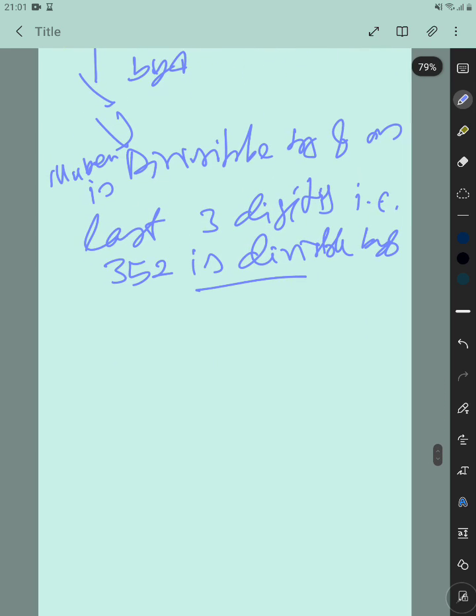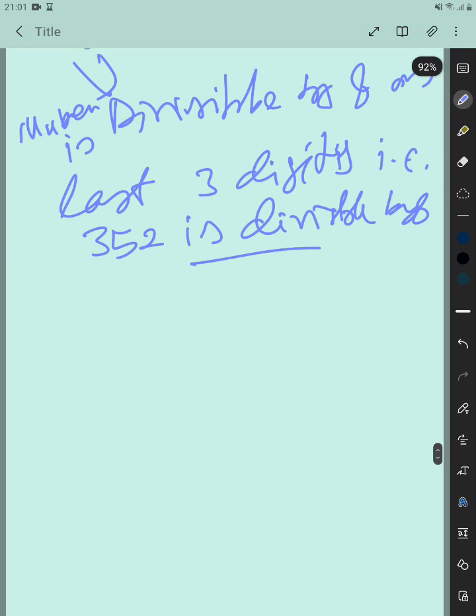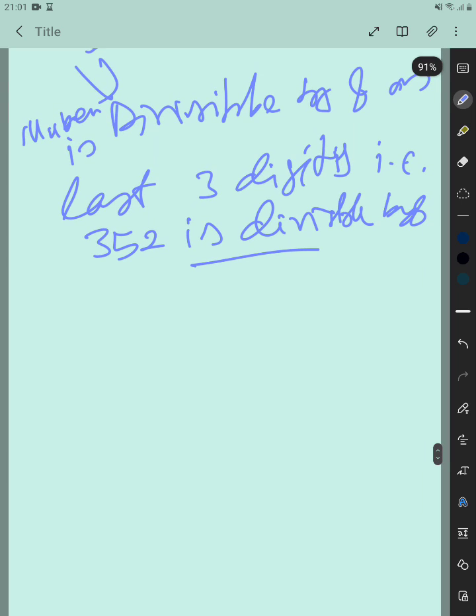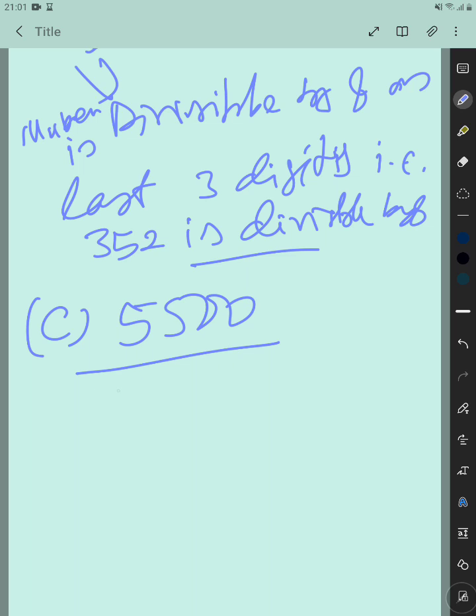You need to explain it, otherwise the teacher may not give you the full marks. So you need to explain this. Okay, C part is 5500. For divisibility by 4, you need to see the last two digits, so it is divisible by 4.